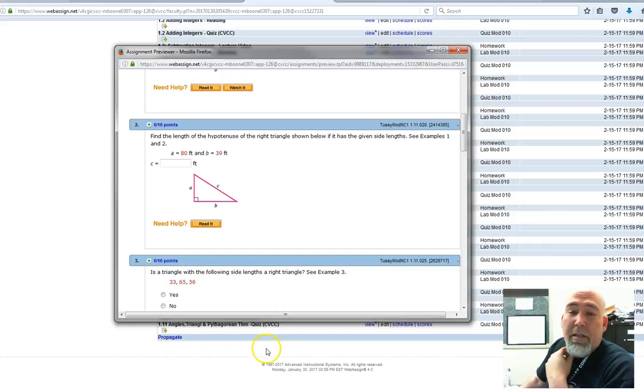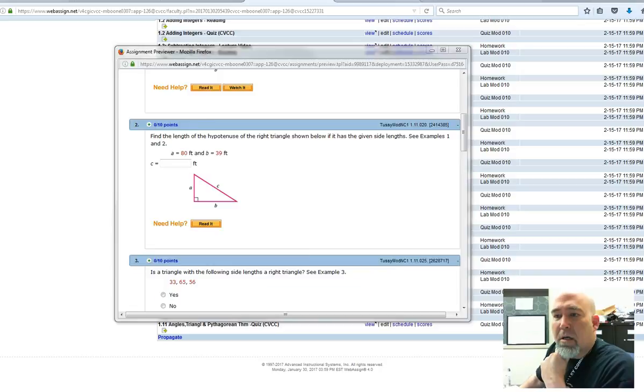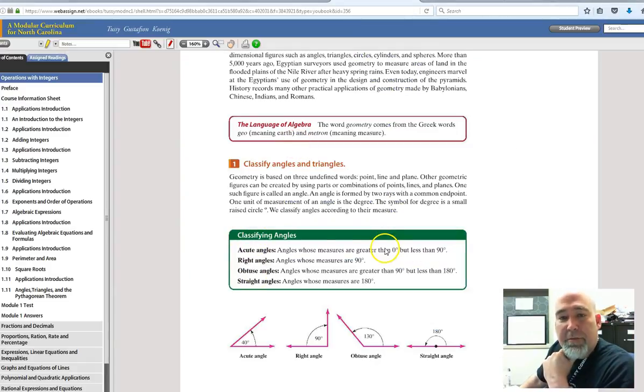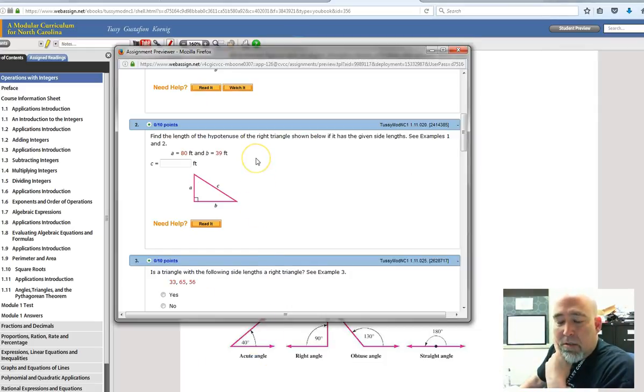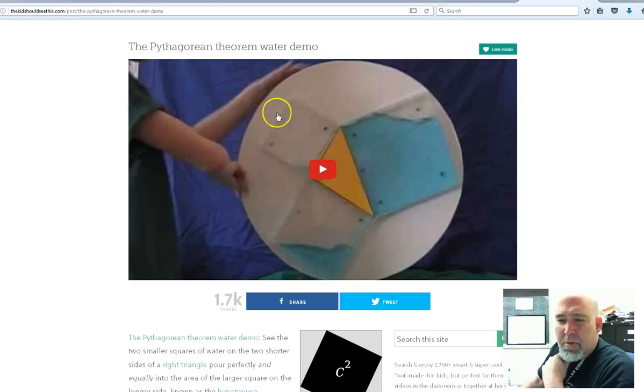Alright, so in the last section, section 11 of DMA 010, it's talking about the Pythagorean theorem, it's talking about triangles, the angles, so classifying angles. We've got these little cute ones that are less than 90, right angles, obtuse, and then a straight if it's exactly 180 degrees, so a straight line. But we're going to be using the formula for the Pythagorean theorem, which is a squared plus b squared equals c squared. So a quick aside, I wanted to show you this.